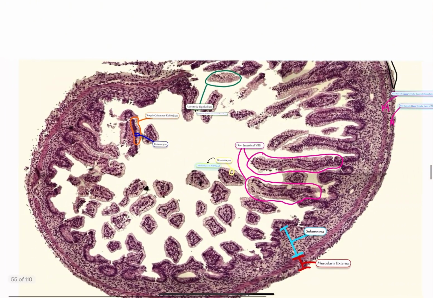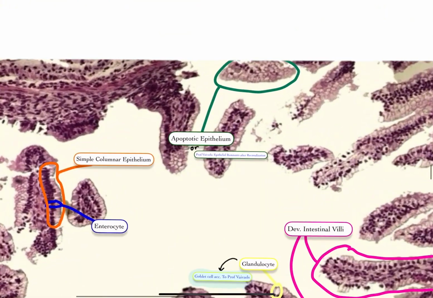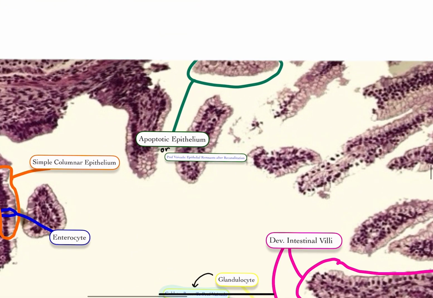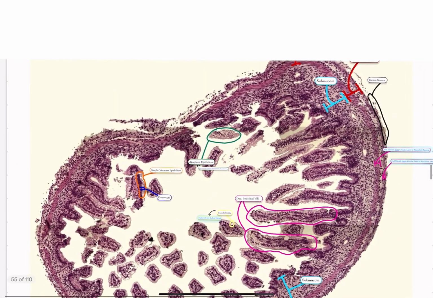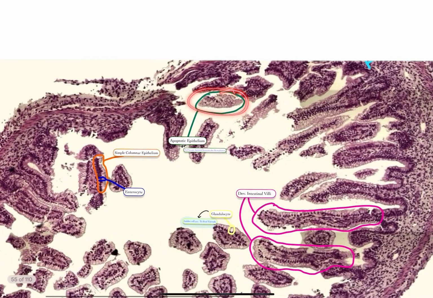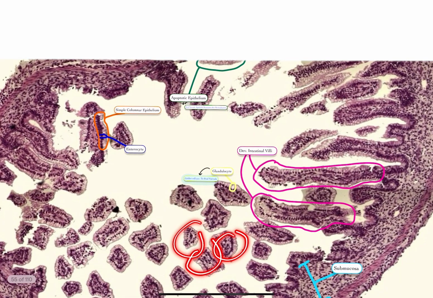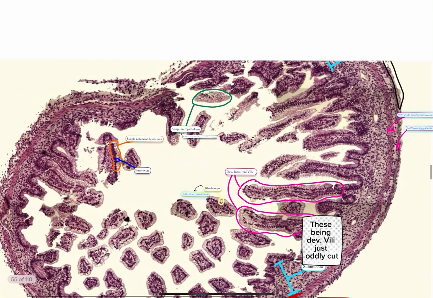Apologies for that. The very last structure within the small intestine is the apoptotic epithelium, or according to Professor Vivads, the epithelial remnants after recanalization. Now, this is a very important structure because a lot of people mistake the apoptotic epithelium for these structures, even though they appear almost exactly the same.